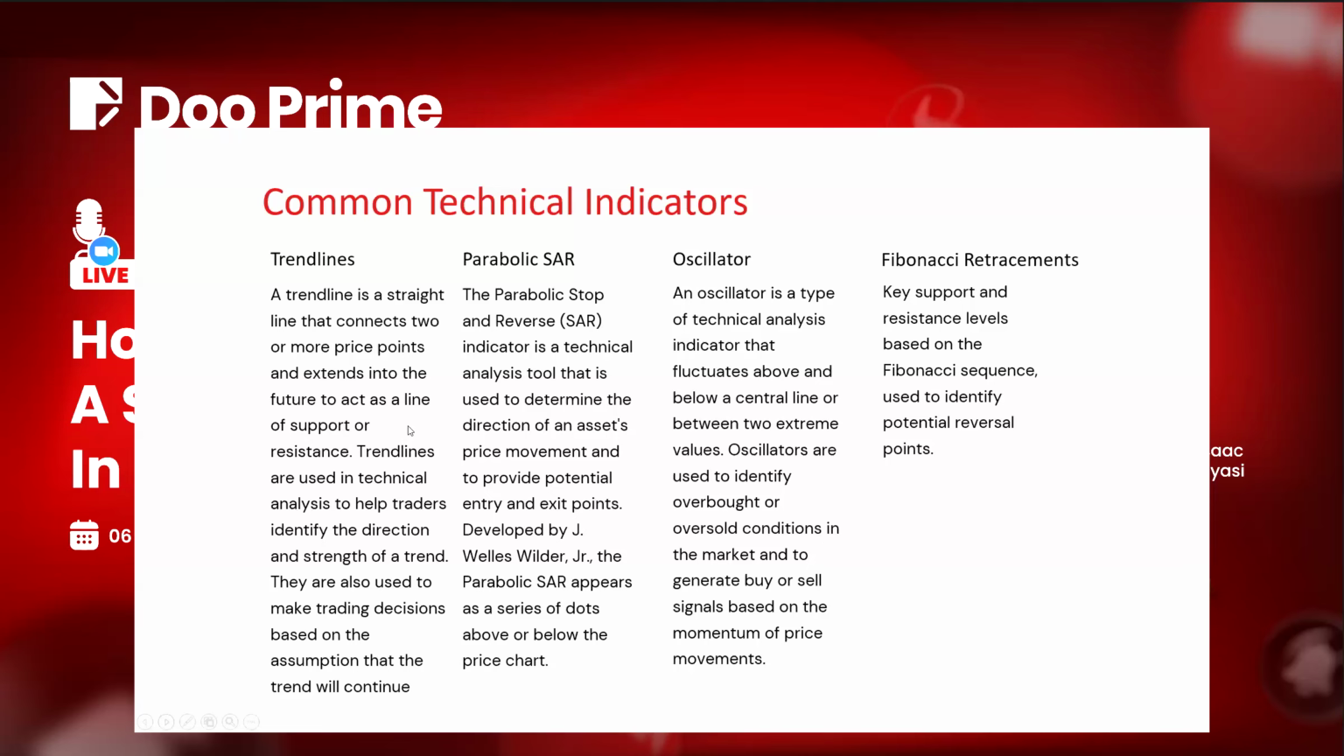So it's a straight line that connects two or more price points and extends into the future to act as a line of support or resistance. Trend lines are used in technical analysis to help traders identify the direction and strength of the trend. They are used to make trading decisions based on the assumption that the trend will continue or will reverse, right? That's basically what trend lines are used for.